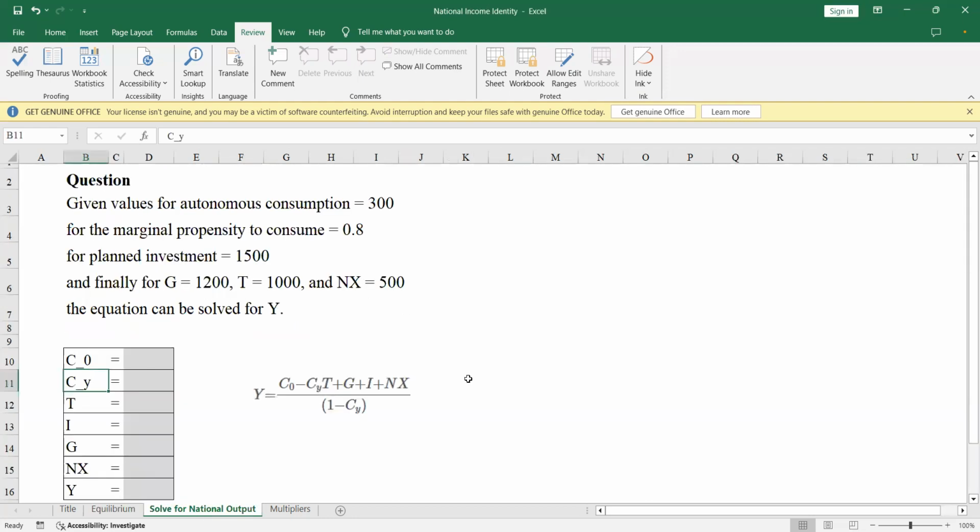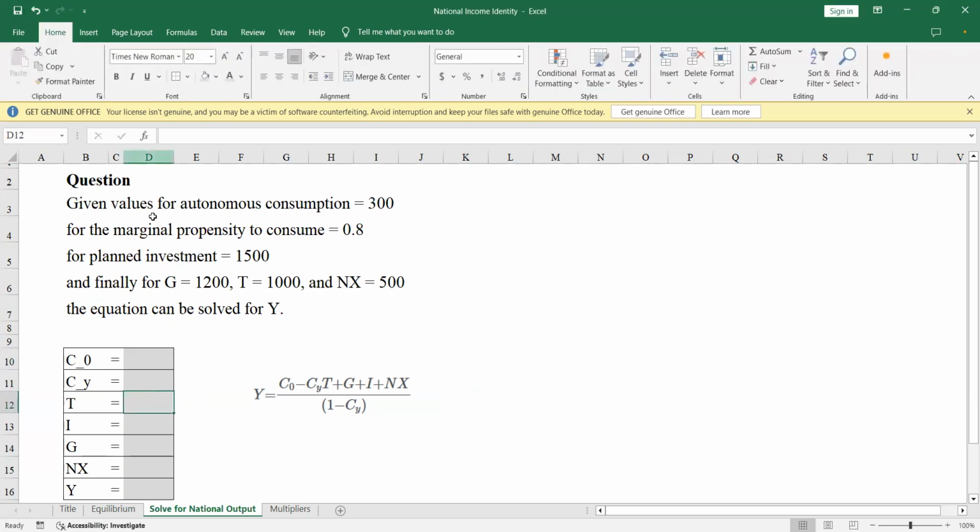So to solve for the national output, I have a question over here. Given the autonomous consumption of 300, a marginal propensity to consume of 0.8, planned investment of 1500, then we have the planned government expenditures of 1200, the taxes of 1000, and net exports of 500. We have to solve this equation for Y. What will be the aggregate output in this economy? In such a scenario, when a government is thinking about doing these changes, it wants to know how this will impact my output, and that is what we are going to see.